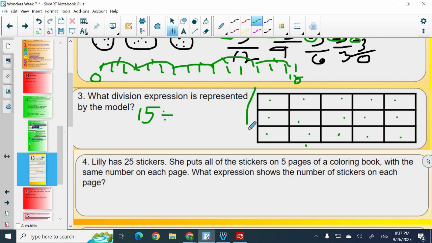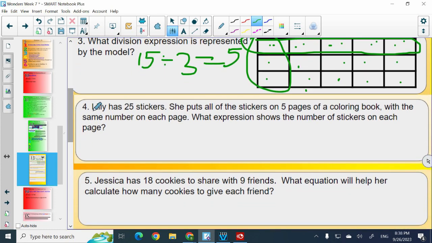Then we can count down. How many down do we have? We've got 3. And our answer would be how many over? And that would be 1, 2, 3, 4, 5. How many columns? 5 columns. So we could figure out 15 divided by 3 equals 5 if we don't have that memorized.